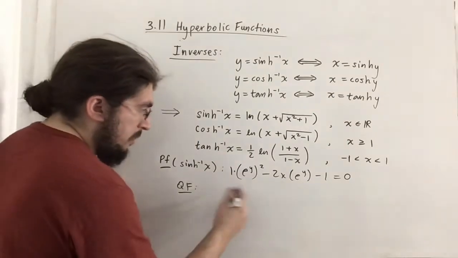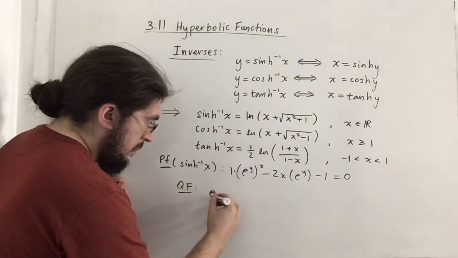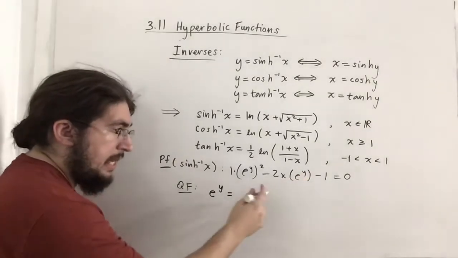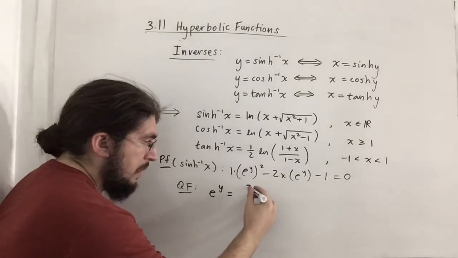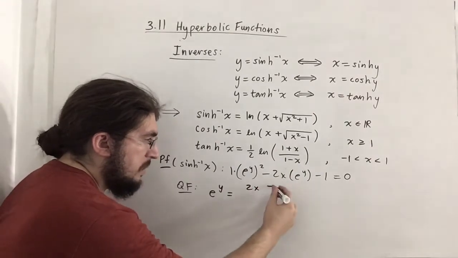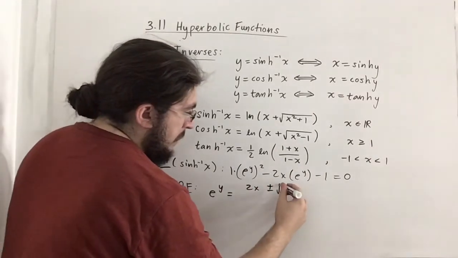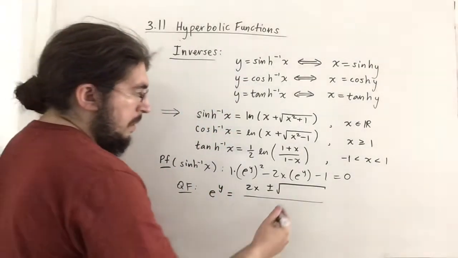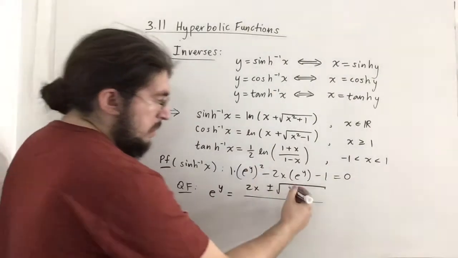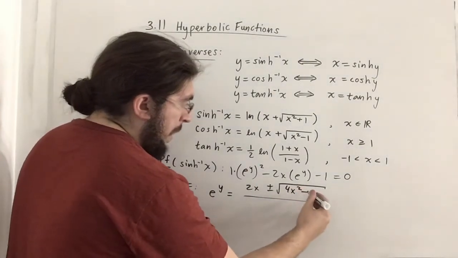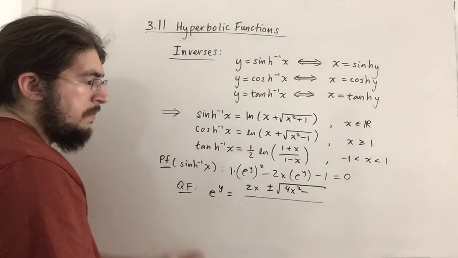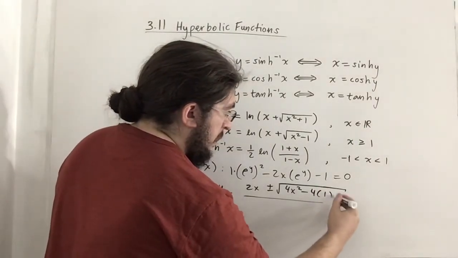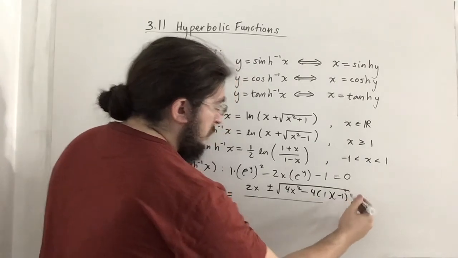So considering the quadratic formula, we're going to get the variable, quote-unquote variable, e to the y, equal to negative b, which is double negative 2, so positive 2x, plus or minus the square root of, let's see, it's going to be b squared, so negative 2 quantity squared is going to be 4x squared, minus 4 times a times c. Notice that a is positive 1, c is negative 1.